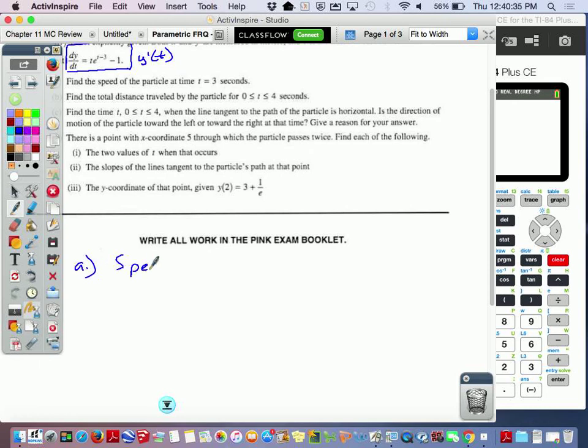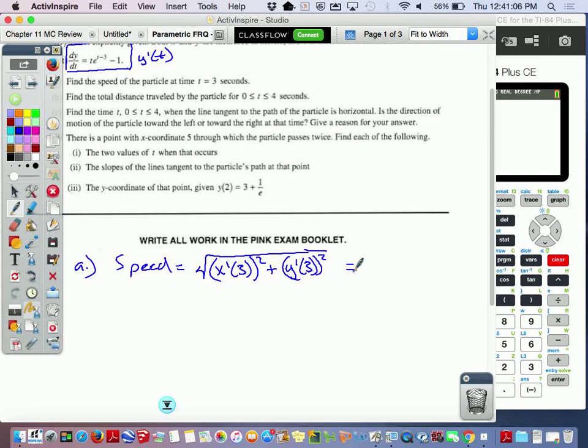So our speed is going to be equal to the square root of x prime of 3 squared plus y prime of 3 squared. Oh, that's it. I was going to do a d theta there, so we don't need that. Now, it's really plugging stuff into the calculator.